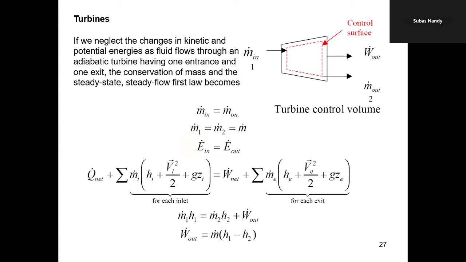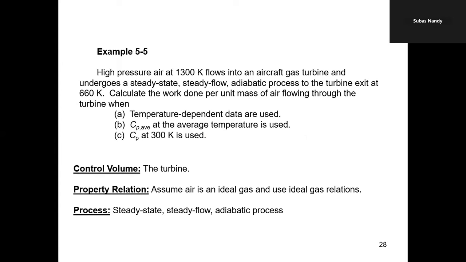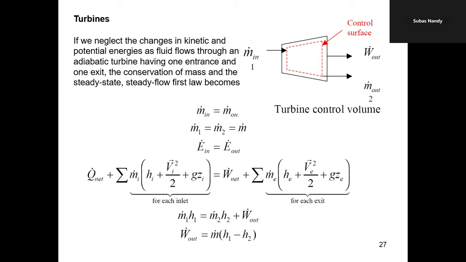If we neglect the changes in kinetic and potential energies as fluid passes through an adiabatic turbine having one entrance and one exit, the conservation of mass and steady state steady flow first law becomes: mass flow rate coming in is equal to mass flow rate going out, and rate of energy coming in is equal to rate of energy going out.